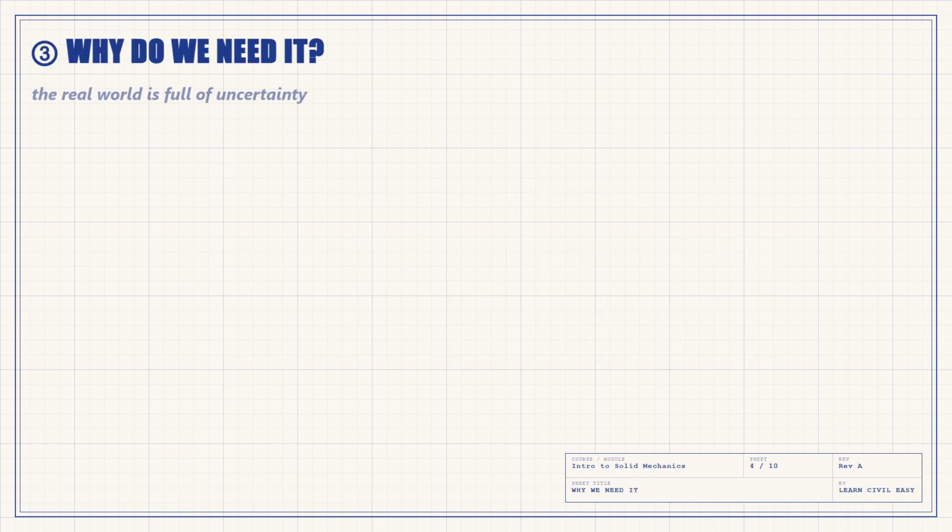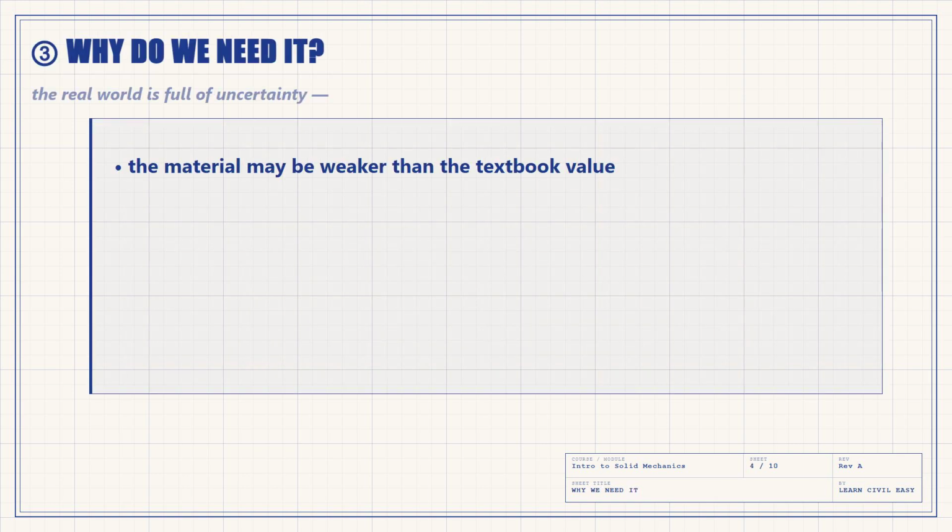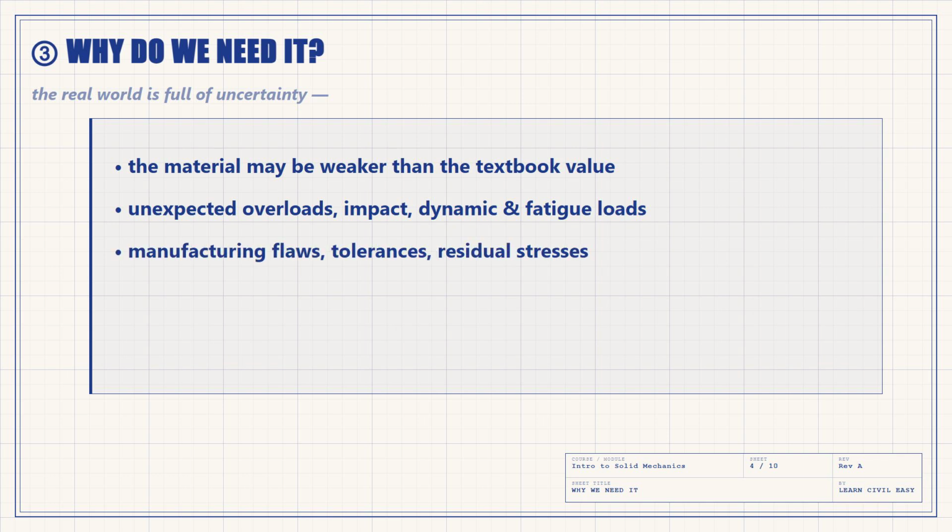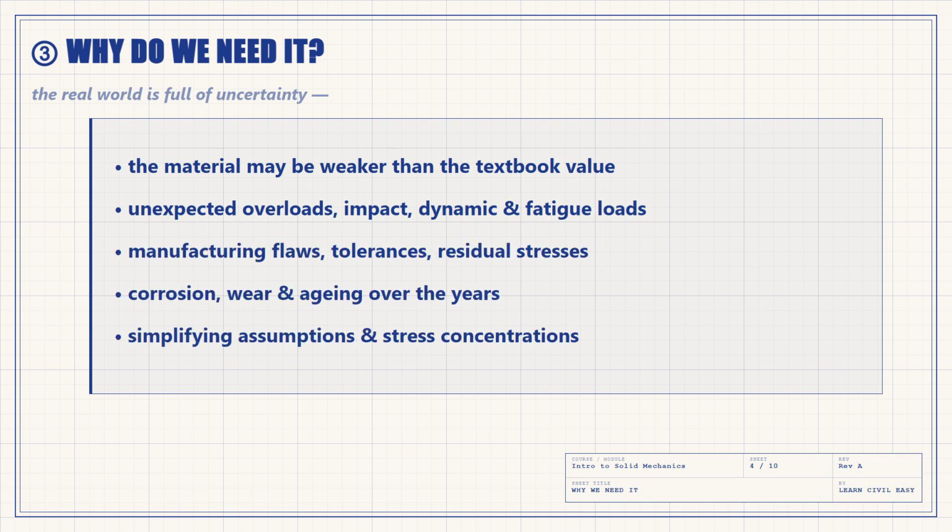So why not just design right at the failure stress? Because the real world is full of uncertainty. The material may be weaker than the textbook says, the load may be larger than expected, a sudden overload or an impact. There are manufacturing flaws, corrosion and wear over the years, and assumptions our formulas quietly make. And where failure could cost lives, like a bridge or a lift, we want an even bigger cushion. The factor of safety absorbs all of that.